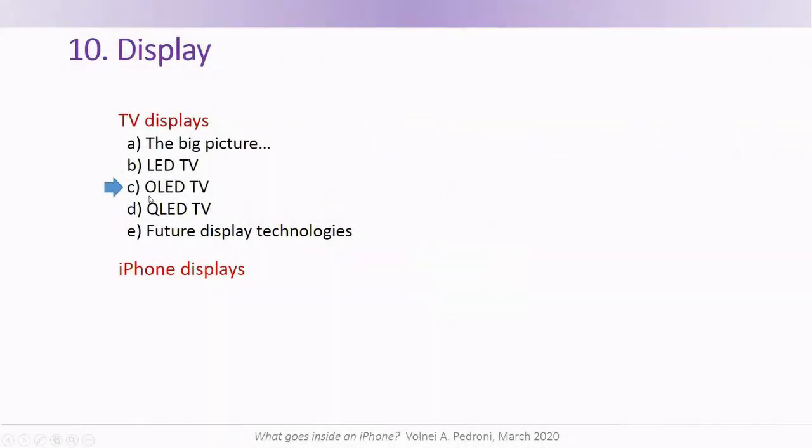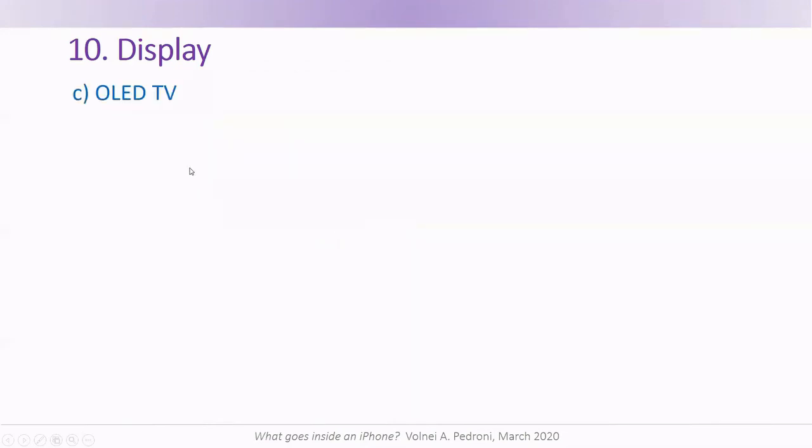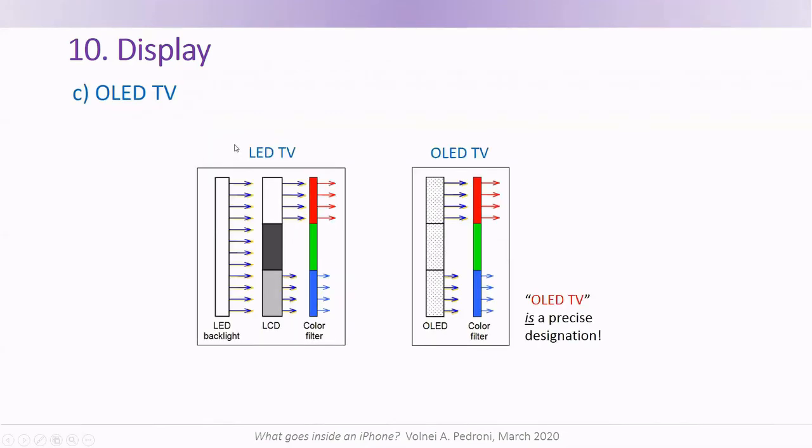Okay, the next is OLED TV. Just for comparison, here is the LED TV display just seen. The LEDs play just the role of backlight. In the case of the OLED TV display, the OLEDs being very small can play the role of pixels directly, so there is no need for backlight or for some other kind of display. Therefore, OLED TV is a precise designation.